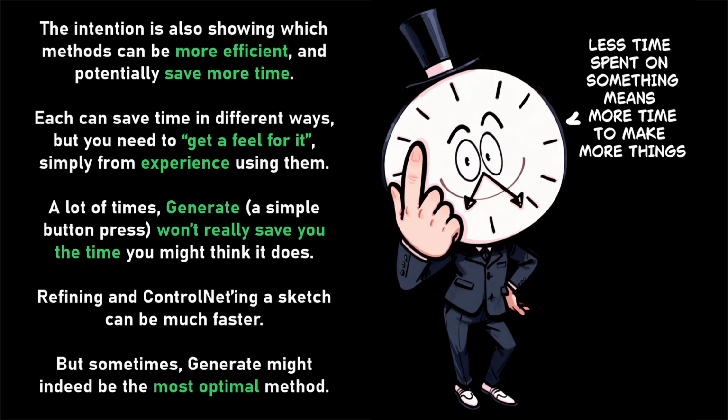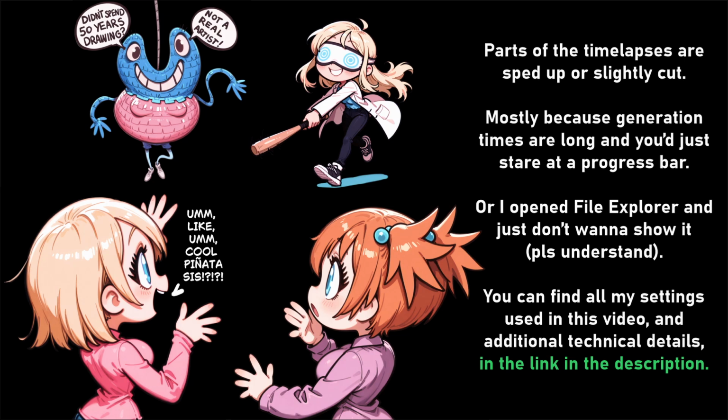Part of the intention is also showing which methods can help enhance your creative process, especially saving time on the more mechanical aspects. Each method can save time in different ways, but it's something you sort of have to get a feeling for. Sometimes, a lot of times really, a simple generate button press won't really save you the time you might think it does, compared to drawing vague lines and blobs and using Refine on them, or even better, using them with the Scribble ControlNet. But also sometimes, trying to sketch out something might be more time-consuming than simply generating it. Also, parts of the time-lapses are sped up, though mostly only the wait times between generations, or else this video would be even longer.